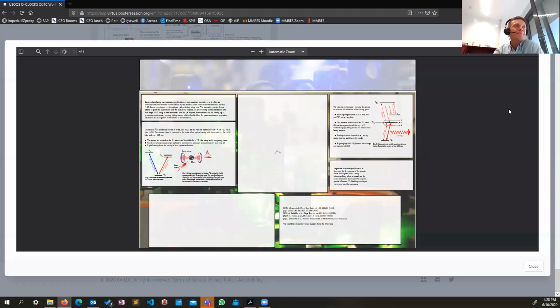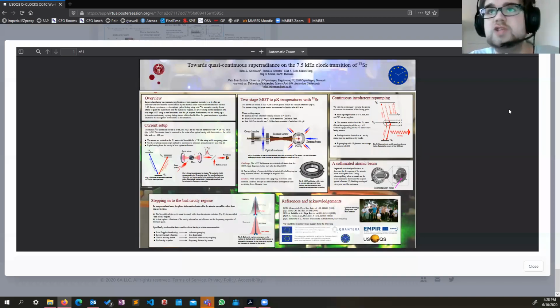Hello. My name is Sophus, and I am a PhD student in Jan Thomsen's group for quantum metrology at the Niels Bohr Institute in Copenhagen. So on our experiment, we work on pulse superradiance of strontium-88 on the 7.5 kilohertz clock transition. And we do that to demonstrate the potential for superradiant lasers to actually enhance optical clocks. And if you just saw Stefan's talk, then you already have a great background to discuss stuff on this poster with me.